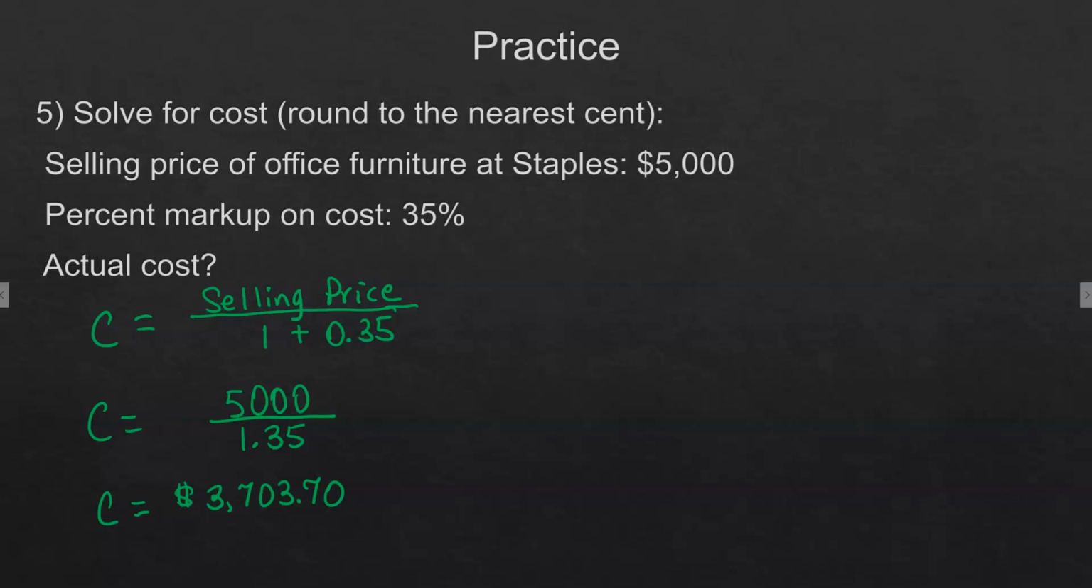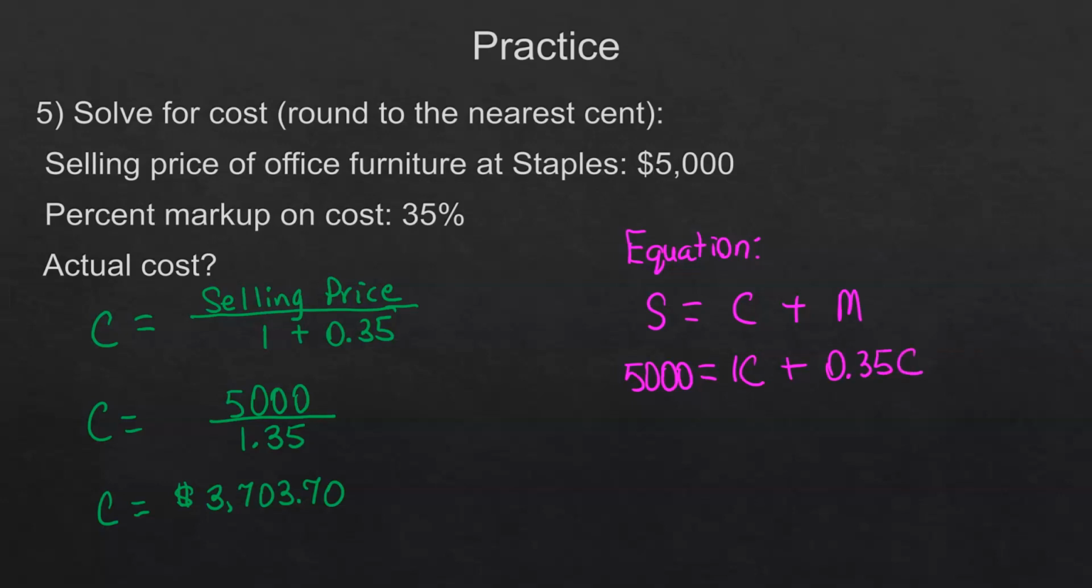Okay, so we're going to look at this with the equation, right? And so we know the selling price is equal to the cost plus the markup amount. Remember, that stands for the markup amount, not just the percent. So you've got to be careful there. And so we know that the selling cost is 5,000. We do not know the cost. The markup is 35% of the cost. So you see we've got the variable in here 2 times, and that's perfectly fine.